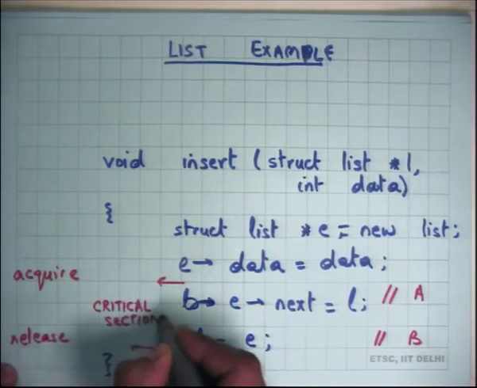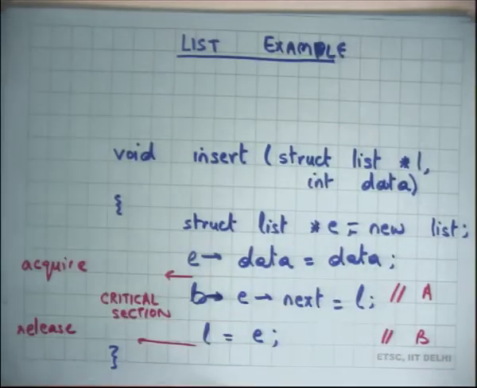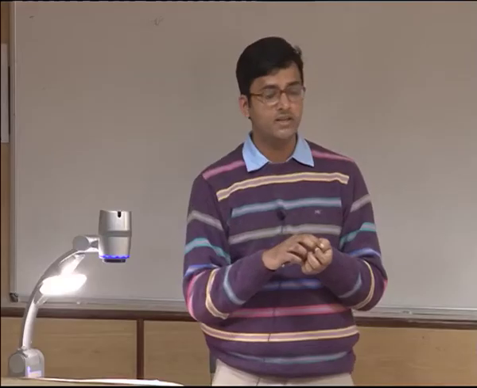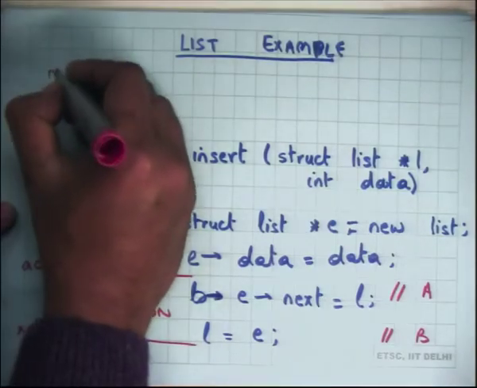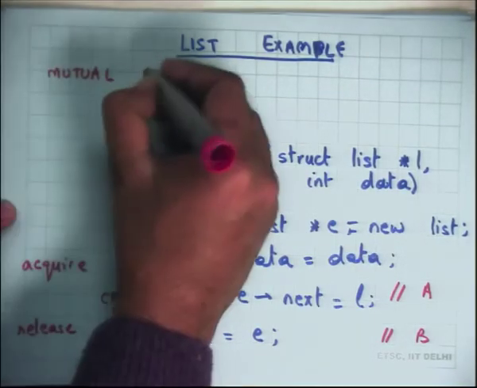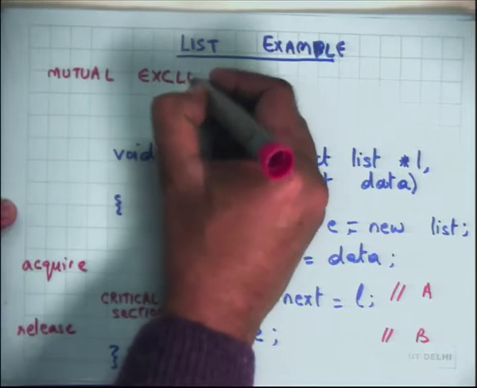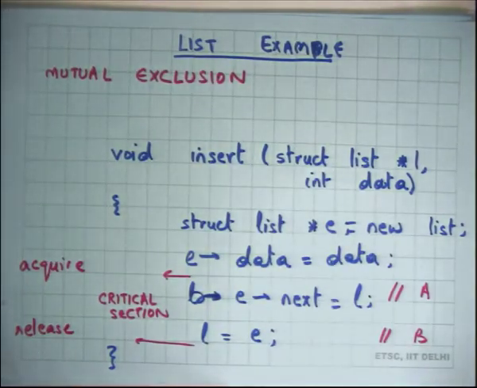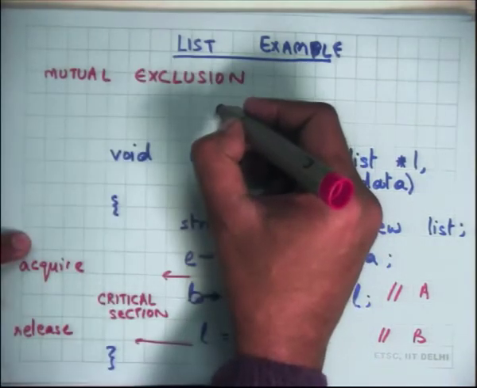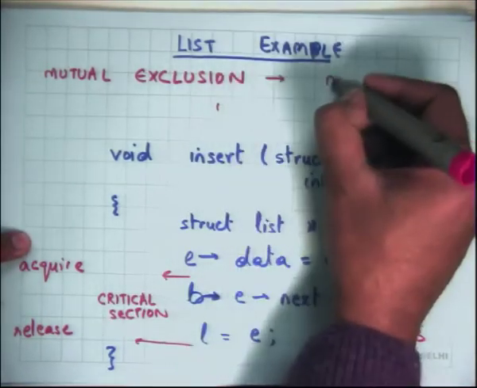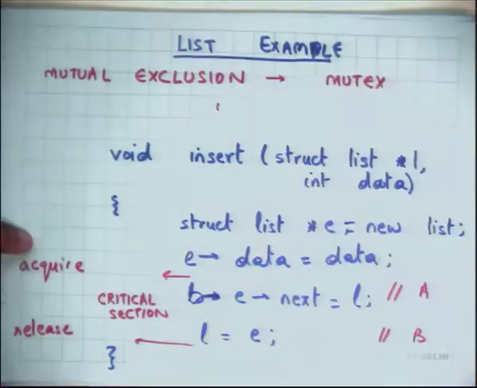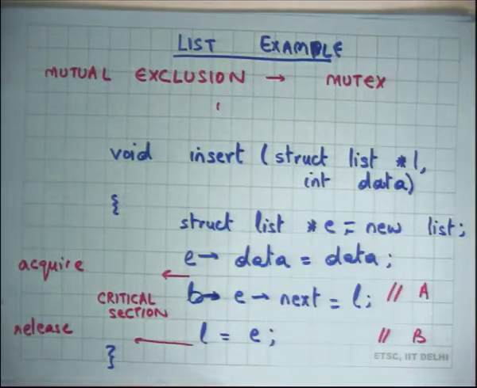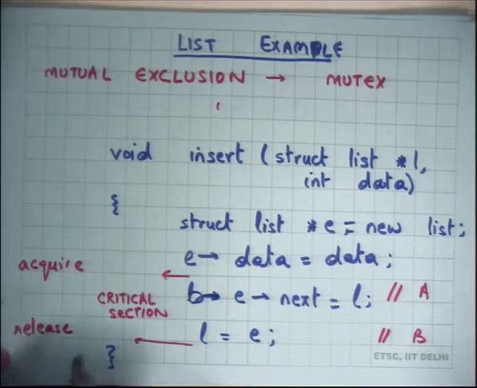This act of using locks to ensure that only one thread is active in the critical section is also called mutual exclusion. So locks are a way to ensure mutual exclusion, and in fact another name for a lock, because of this word, is mutex. So a lock is also called a mutex in many scenarios.